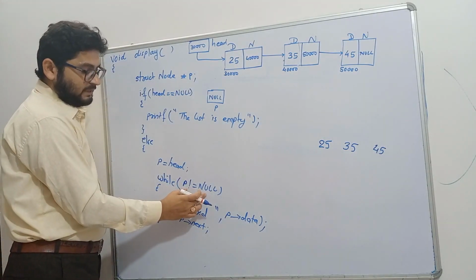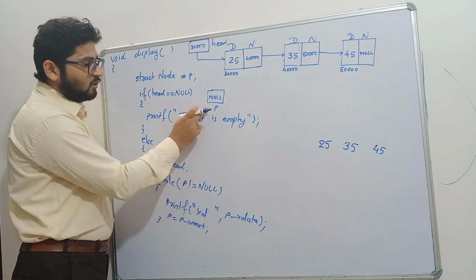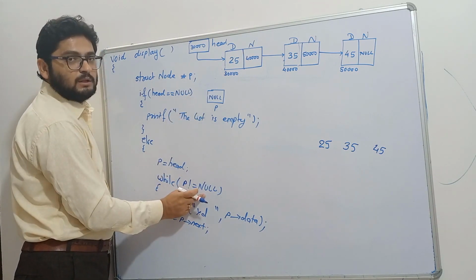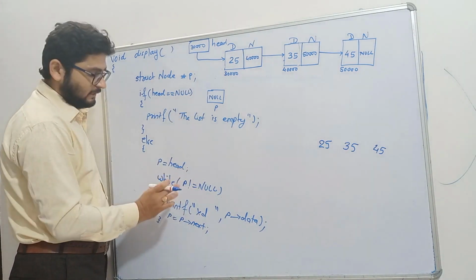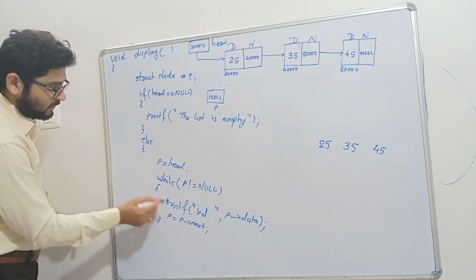And now we will check P is not equal to null. So right now P is what? Null. So null is not equal to null, the condition is false, right? Null is not equal to null, condition is false. So that's why it will come out of the while loop.